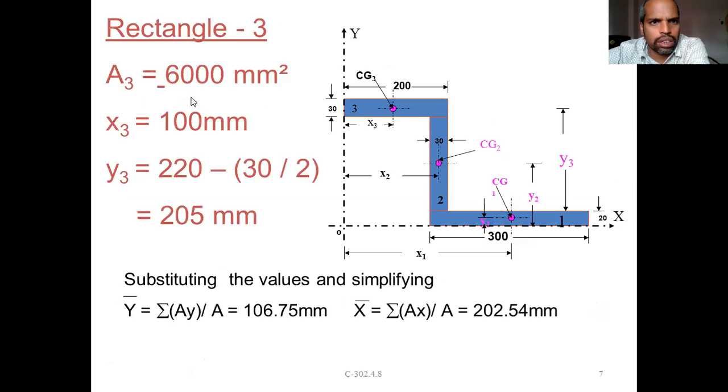So third one. A3 is equal to again 6000 mm square, 200 into 30. X3 is equal to 200 by 2, 100 mm. Y3 is equal to 200 minus 30 by 2. That's what it is, 205 mm. So if you substitute, x bar is equal to a1 x1 plus a2 x2 plus a3 x3 divided by a1 plus a2 plus a3, and similarly y bar is equal to a1 y1 plus a2 y2 plus a3 y3 divided by a1 plus a2 plus a3. If you substitute, we will get this x bar and y bar.